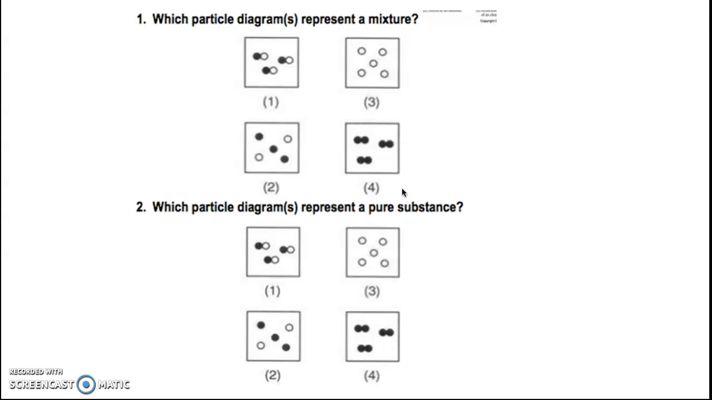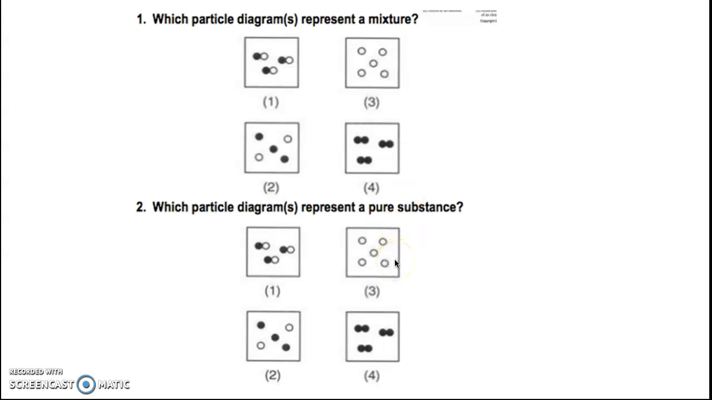Let's see. Our answer is, if you said 2, you would be correct. Now, 1 isn't a mixture because even though we have one element attached to another element, they are attached. So that means they are a compound. And because we see that compound all over the box, that means it's just one type.